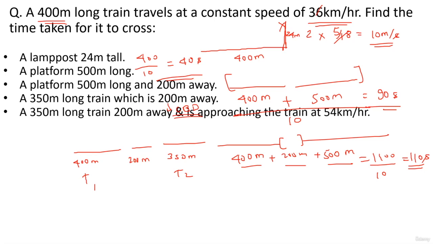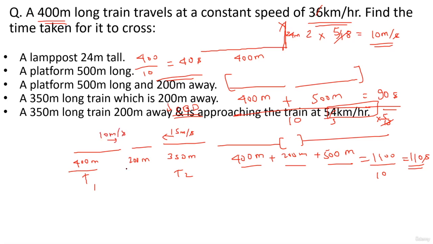Okay, the next one, a 250-meter long train which is 200 meters away and is approaching the train at 54 kilometers per hour. Now it makes sense, right? Now I've been given that it is approaching the train, which means they are traveling in opposite directions. Again, 54 kilometers per hour we will convert to meters per second, so into 5 by 18, 18 ones are 18, 3 times is 15. So the speed of this train is 15 meters per second, and for the first train, we already found it's 10 meters per second.